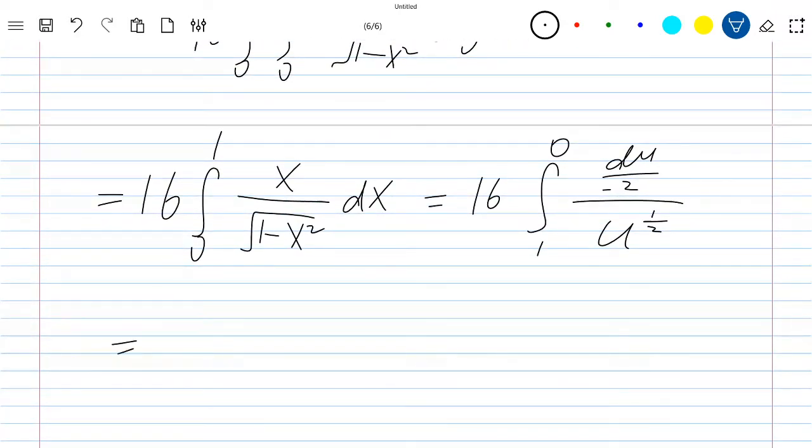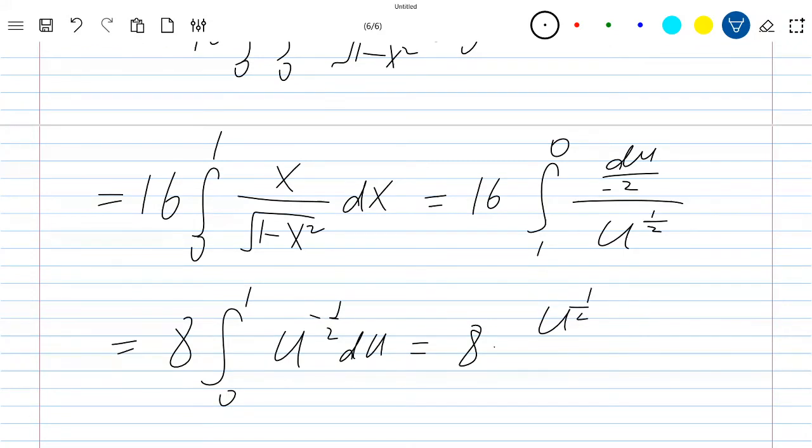So let's continue. The cancellation becomes 8. Then let's switch the limits, so we can get rid of this negative 1. So you get du like that, right? So this gives you 8 times u to the 1/2 over 1/2, which means times 2, then 0 to 1, and then you can plug in the limit, you get 16. Alright, so that's your surface area.